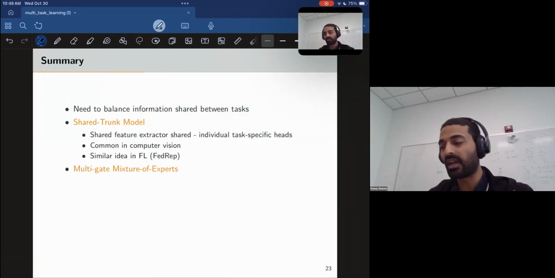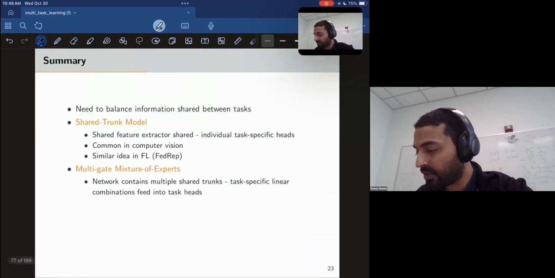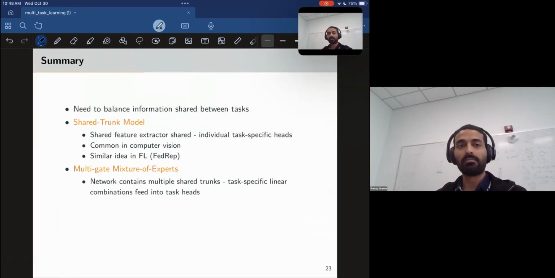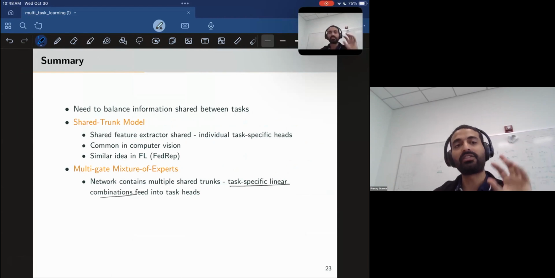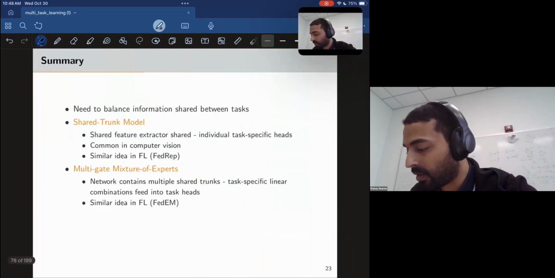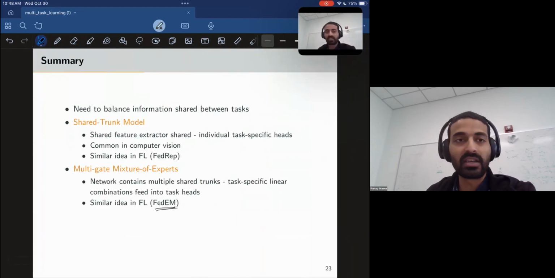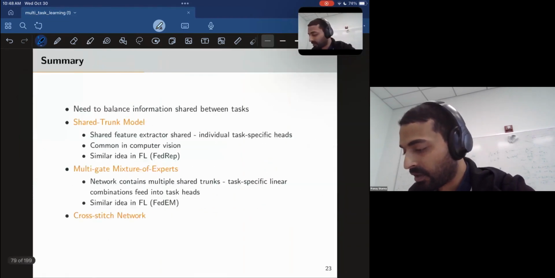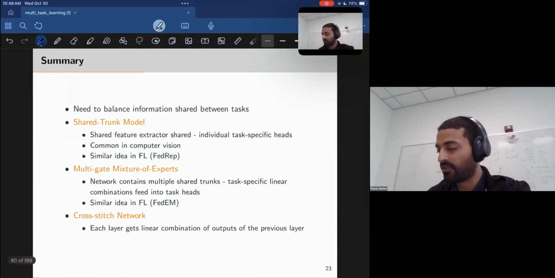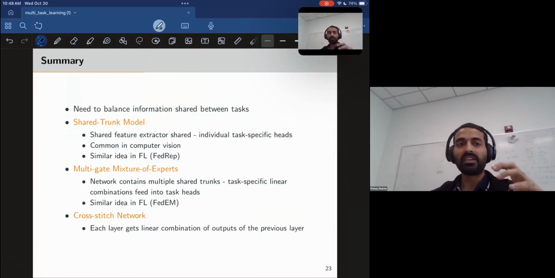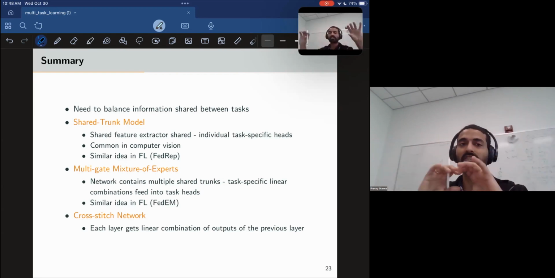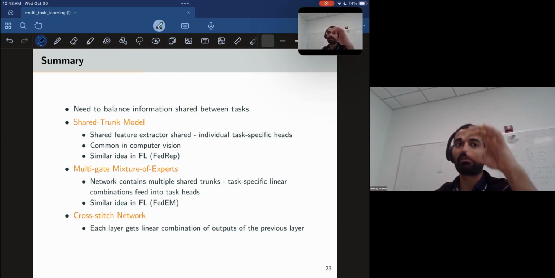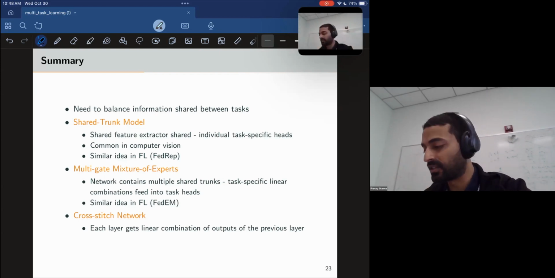Next, we discussed a more general architecture called multi-gate mixture of experts. Here, you have multiple shared trunks, and then you compute task-specific linear combinations which feed into the task heads. Again, we discussed an existing idea in federated learning where a similar thing has been explored. Finally, we discussed the cross-stitch network where the combination is happening at several layers. So we have task-specific models, but they are mixed layer-wise instead of the mixing happening only once.